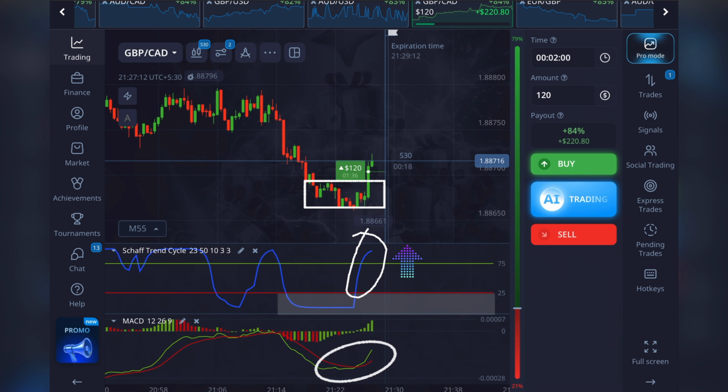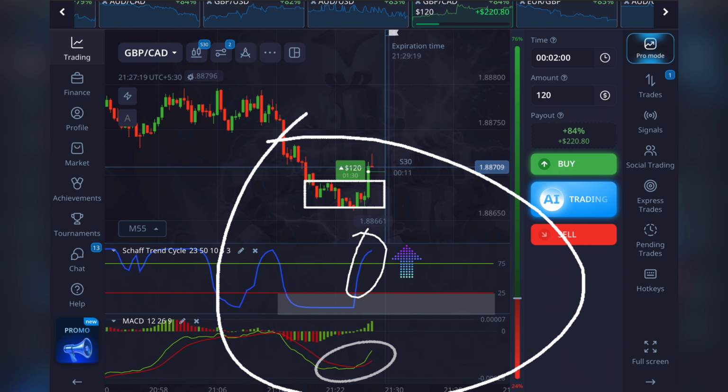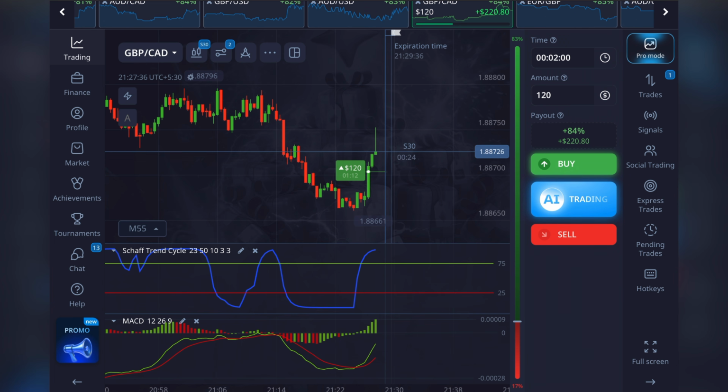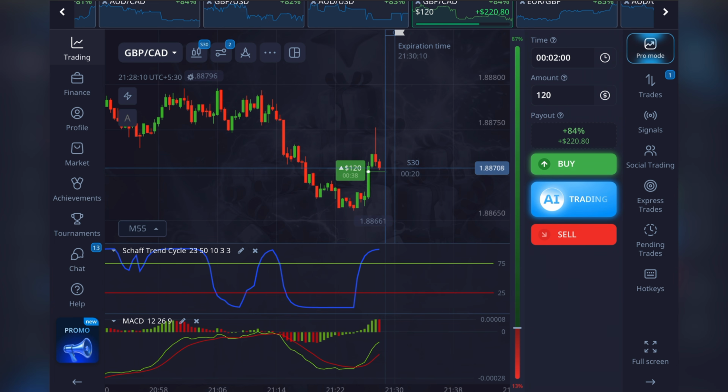Along with this, the green and red lines of the MACD have crossed each other and are moving upwards. With both indicators showing signs of recovery and price starting to move upward from the lower area, I considered a possible bullish reversal setup. Since the broader move had been bearish, I still treated this as an early reversal and remained cautious.